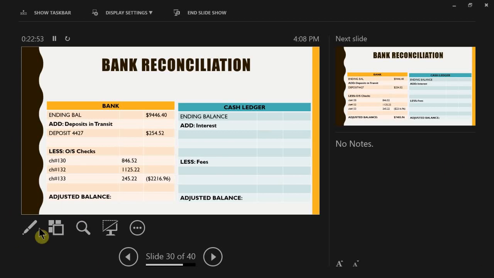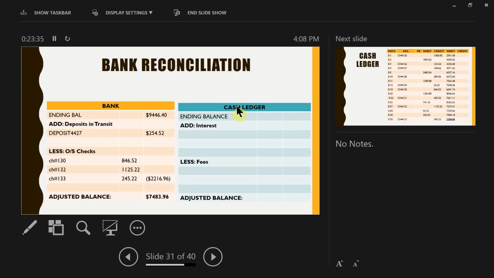And here, this is what I did. I added each check here: on the left column, I made each check number, and on the right side of the column, I made a total. So now I need to do my calculations. I need to take the $9,446 that I started with, which is my ending balance. I'm going to add $254, and then I'm going to subtract $2,216, and I should get a total of $7,483 in my bank.